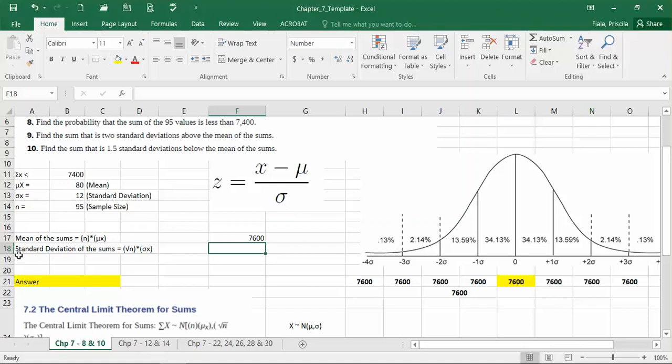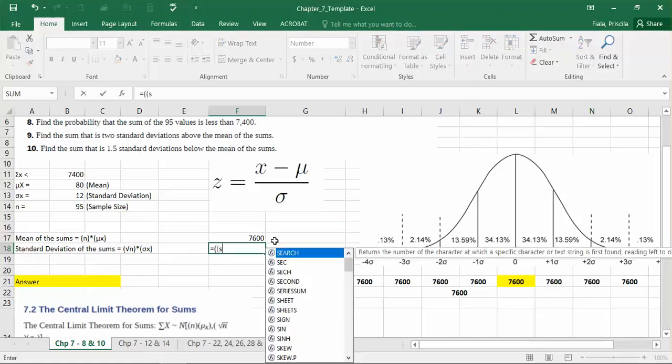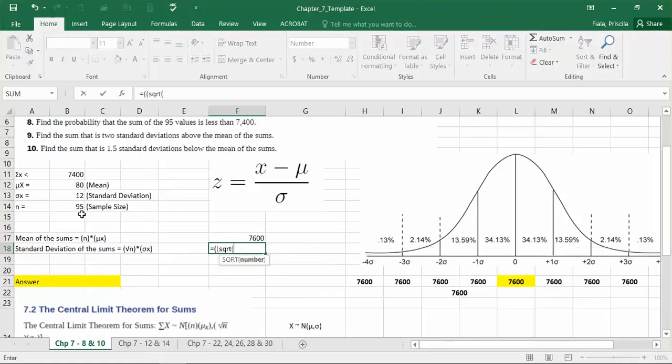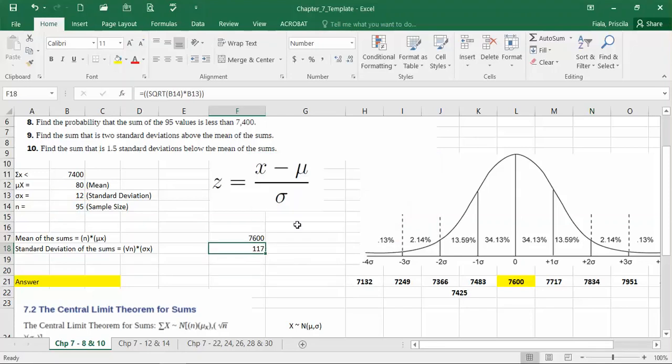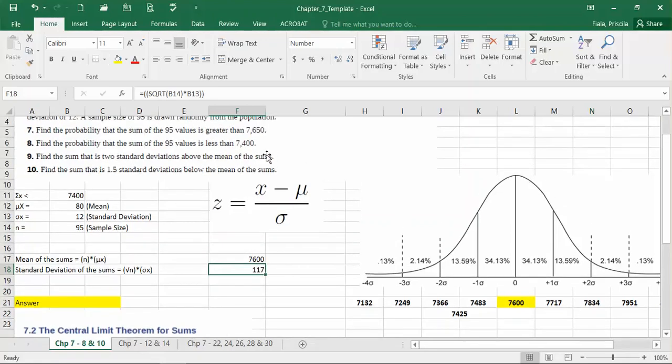Okay, so now let's define the standard deviation. My standard deviation is going to be the square root of my sample size, n for sample, times my standard deviation for the population. I have put whole numbers to be consistent, since the whole problem is referring to whole numbers. It adjusted for me because I have previously put the formulas.